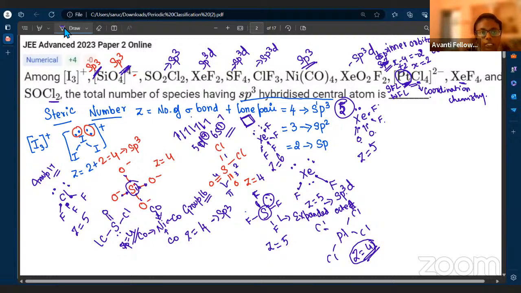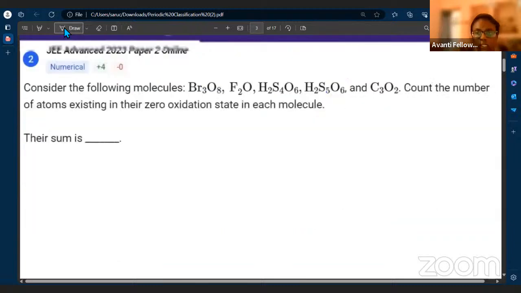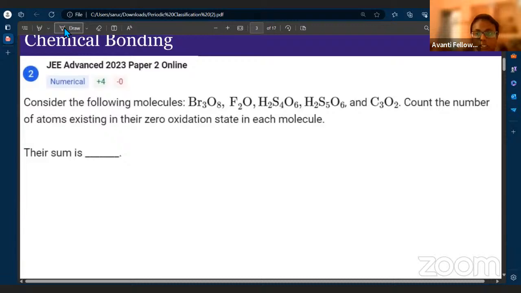Okay, so consider the following molecules. It is also a PYQ question. Count the number of atoms existing in their zero oxidation state in each molecule. You have to write the number of atoms which exist in zero oxidation state in each molecule. So you have to find out the individual oxidation state. How will you find it? By writing the structure only, you can find out the individual oxidation state.